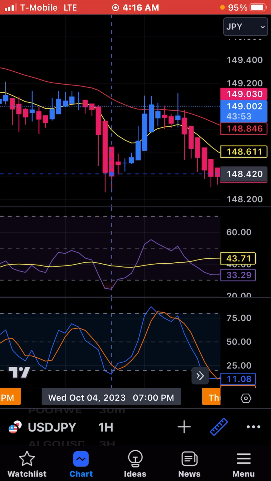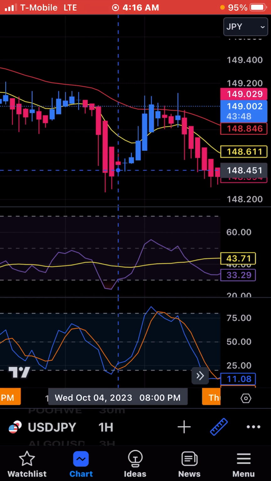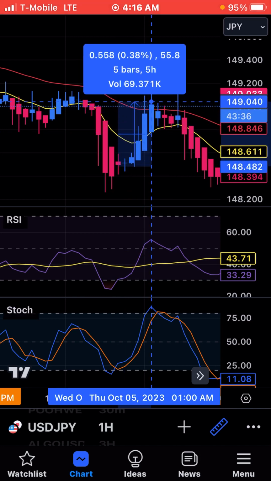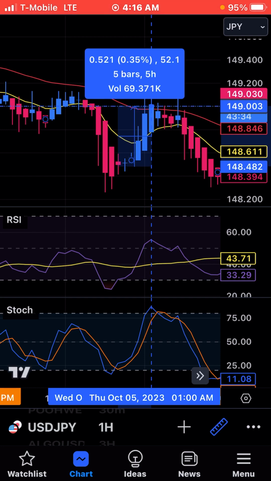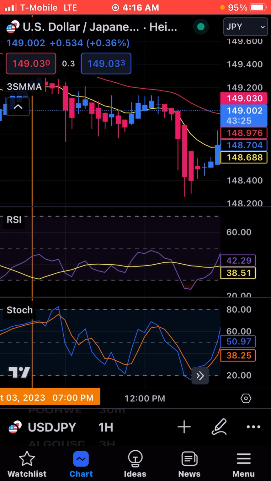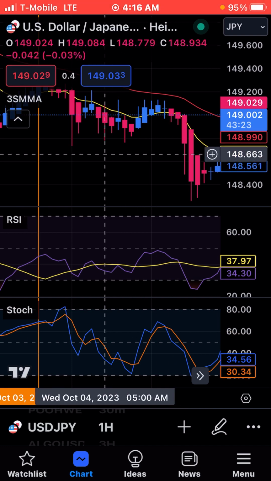You can see right here, and if you look at the stochastic right here, we call this the snake tongue with these stochastics. So if we rode this out from here to here, and this is right when the banks are opened, this is a 521 pip move. So obviously that's right when it opens for them. Let's check it another couple times.